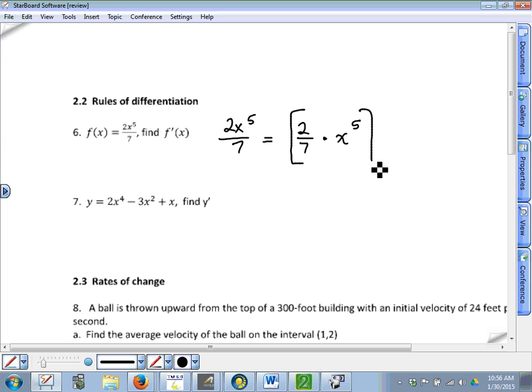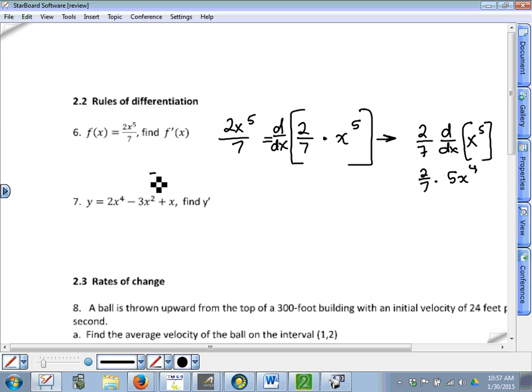And rather than taking the derivative of the entire expression like this, the constant multiple rule says that's the same as taking out the 2/7 and then just taking the derivative of x to the 5th. The derivative of x to the 5th is 5, and then you decrease the power by 1. 5 times 2/7 is 10/7. So the answer is 10/7 times x to the 4.